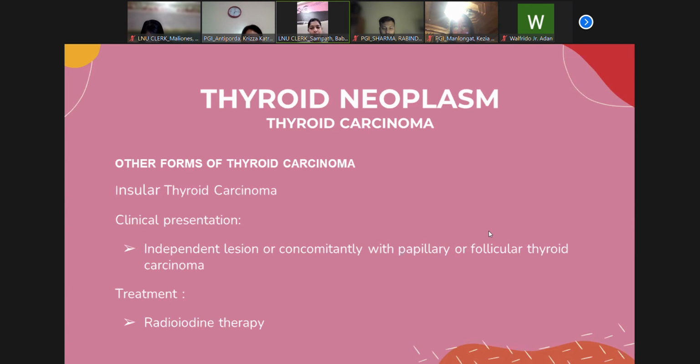Now, insular thyroid carcinoma. For the clinical presentation, it presents as independent lesions or concomitant with papillary or follicular thyroid carcinoma. It is aggressive if it is independent. Like insular carcinoma located within follicular and papillary thyroid carcinoma, it does not seem to affect the clinical course. But if it is alone, its mortality is increased. For the treatment, radioiodine therapy is used. Next.